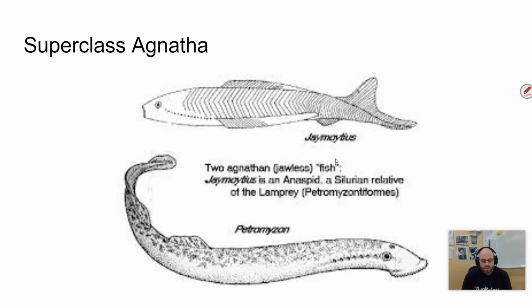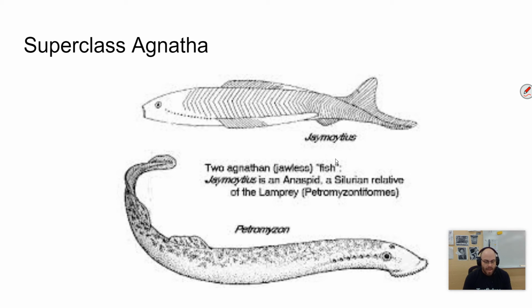And so the first superclass that we're going to talk about, it's called a superclass because I don't know why they call them a superclass. I guess it's just a special thing that's not a subphylum. It gets kind of crazy after a while.